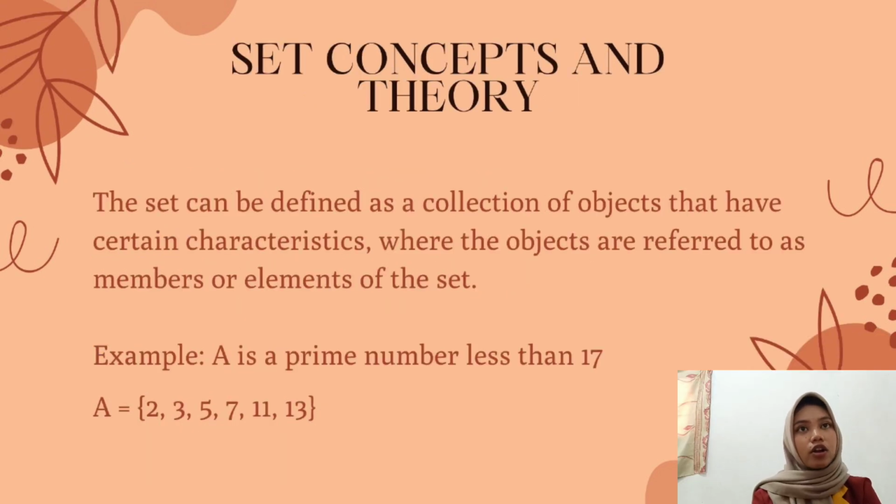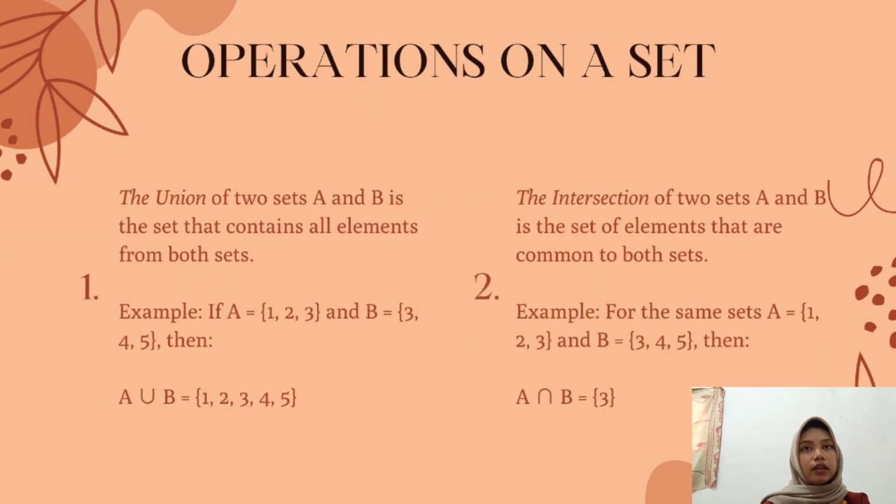There are also set concept and theory. The set can be defined as a collection of objects that have certain characteristics, where the objects are referred to as members or elements of the set. The example is A is a prime number less than 17, and A is 2, 3, 5, 7, 11, and 13. And I will explain the operation on a set.